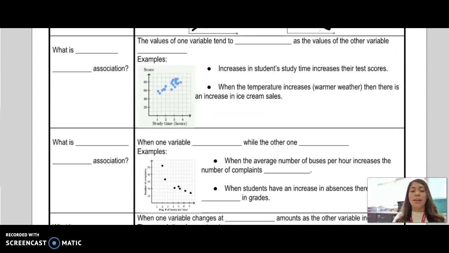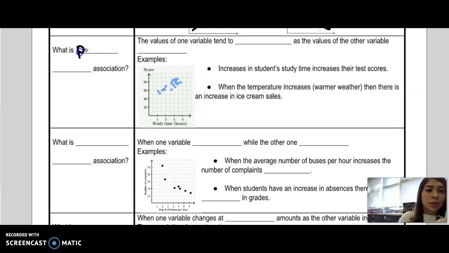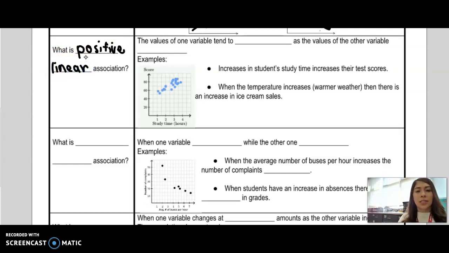Okay, so the next part is what is positive linear association. Whenever we have a positive linear association, the values of one variable tend to increase as the values of the other variable also increase.